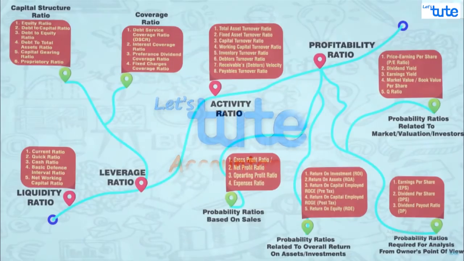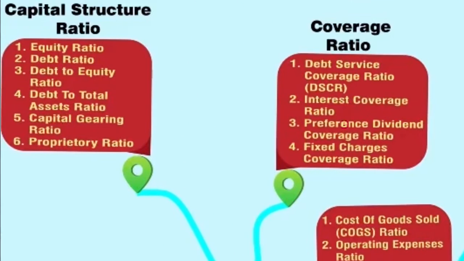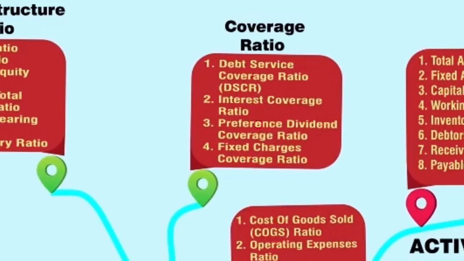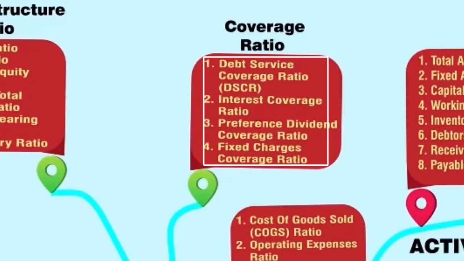Till now, in ratio analysis, we have completed liquidity ratios, capital structure ratios, and in the previous session we had started with coverage ratios, in which we studied two coverage ratios, that is debt service coverage ratio and interest coverage ratio. So if you have missed those sessions, please check that out. Today, we shall move on to the last two types of coverage ratios, that are preference dividend coverage ratio and fixed charges coverage ratio. Also, at the end of this session, we will summarize all four coverage ratios.